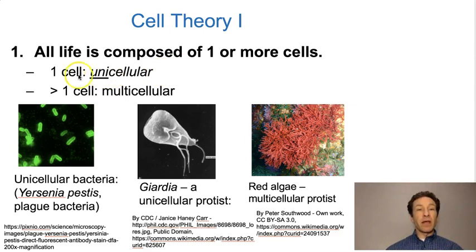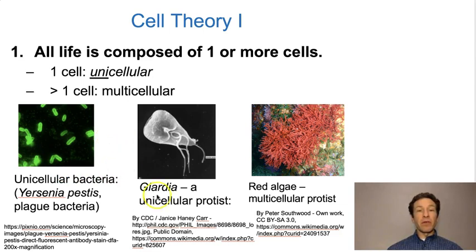Some living things are made of only one cell, and these are called unicellular, uni meaning one. In contrast, other living things, such as us, are made of more than one cell, or multicellular. Here are just a couple of examples. At the far left is a bacterium, and almost all bacteria are unicellular. This one is Yersinia pestis, and it happens to be the bacterium that causes plague.